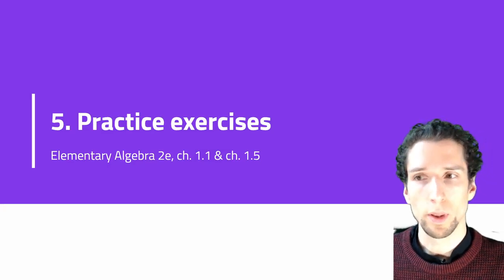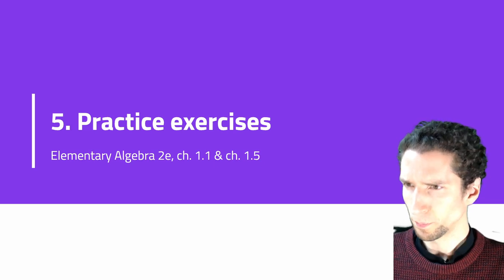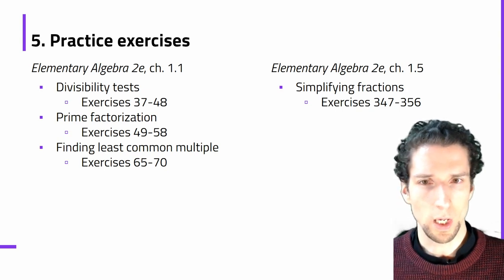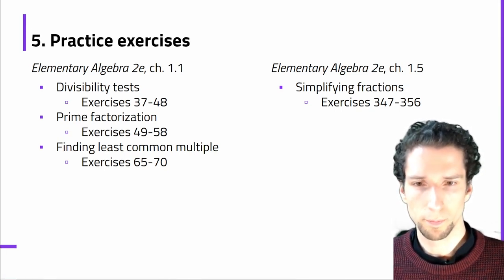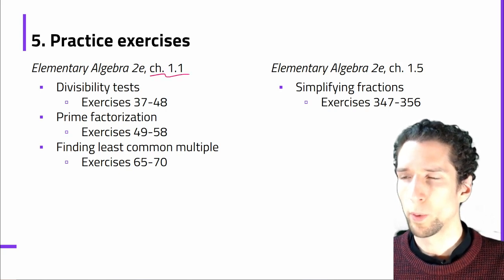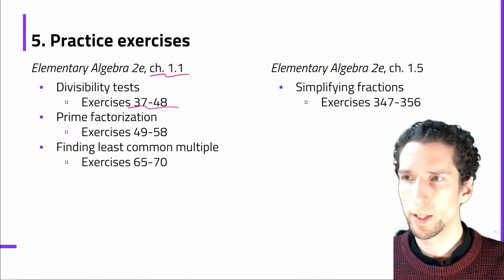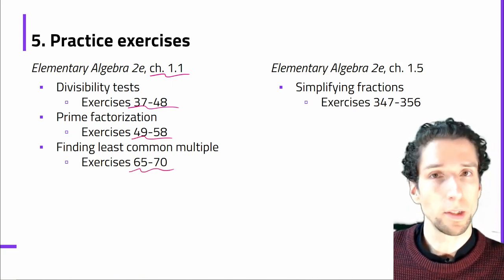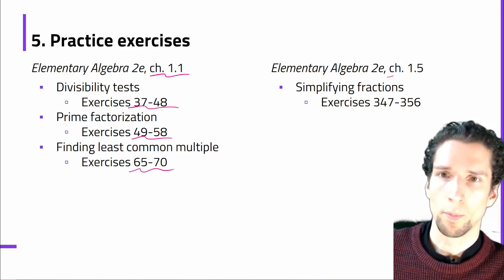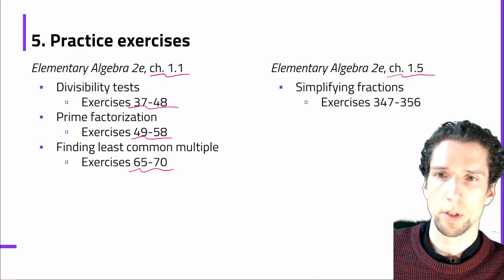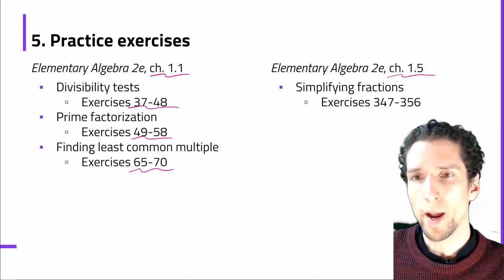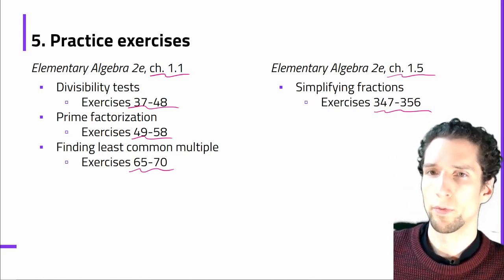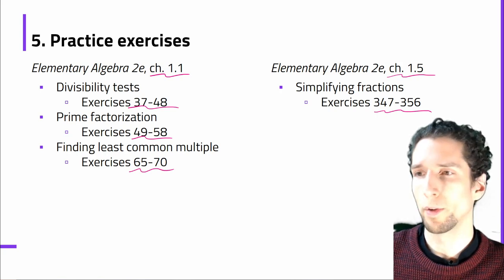And with that, we are done with the practice for today. So in the textbook, this is from the elementary algebra textbook, chapter 1.1 has questions about divisibility tests and about prime factorization and about finding the least common multiple. And then chapter 1.5 of that textbook has questions about simplifying fractions, and that uses the greatest common factor method that we just finished, or would benefit from using greatest common factor.